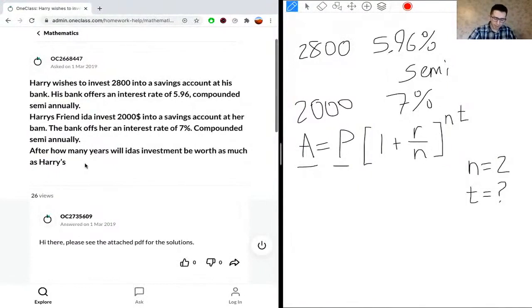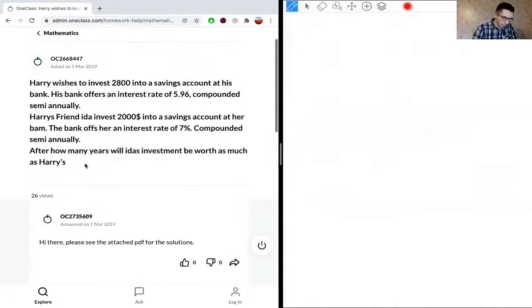And we want to see at what point will, let's add two more variables. We'll say AH is equal to AI. So at what point will AH equal AI? So we can clear some space here, and we'll write it out as follows.